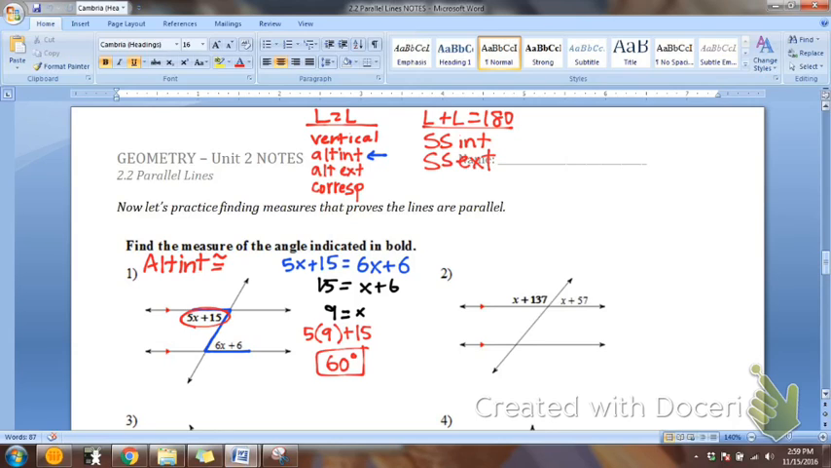Okay, what kind of angles are on number 2? It's a linear pair, right? They make a line. Okay, so we're going to write down that these are a linear pair. And a linear pair do what? They equal 180, right? So on this one, I'm going to do little plus little equals 180.